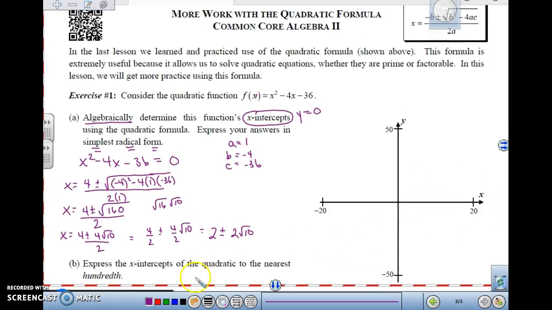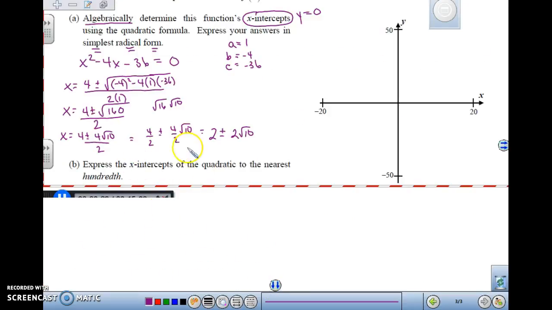Now, if I want to do the intercepts on the graph, it's helpful to know where the values are. Express the x-intercepts of the quadratic to the nearest hundredth. Now remember, this actually is 2 intercepts. x equals 2 plus or minus 2 radical 10 actually means x equals 2 plus 2 radical 10 and x equals 2 minus 2 radical 10.